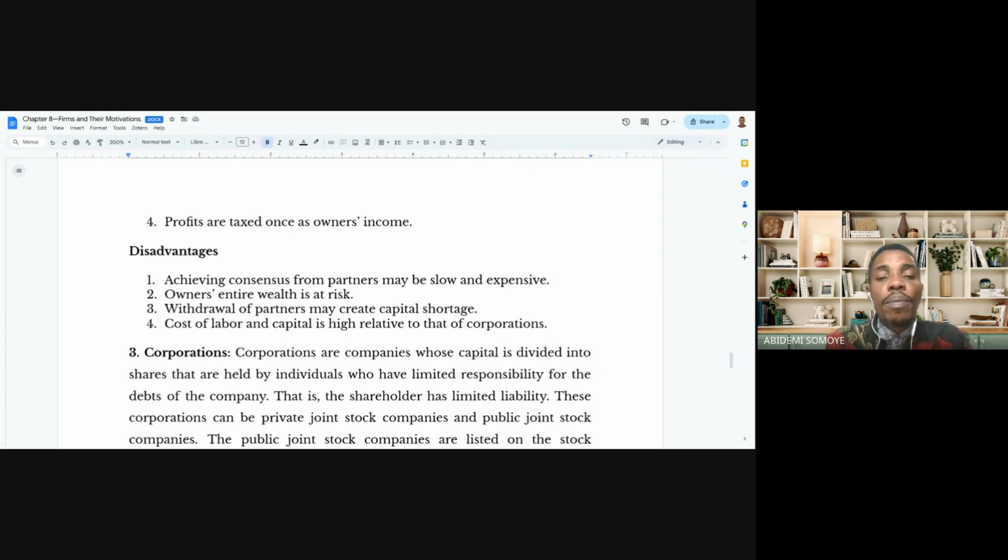Number two, owner's entire wealth is at risk. Okay, three, withdrawal of a partner may create capital shortage, just like I mentioned. Four, cost of labor and capital is high relative to that of corporations.